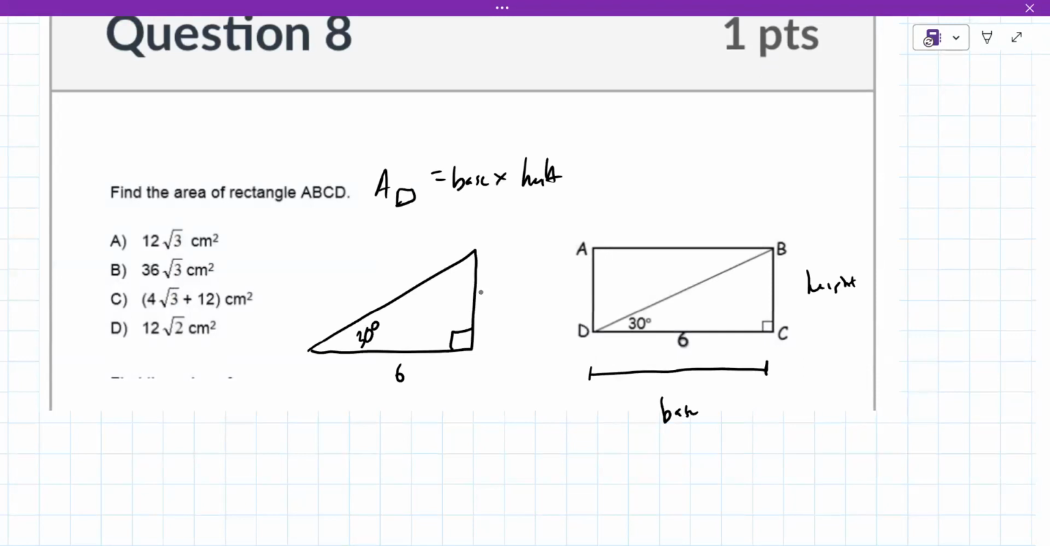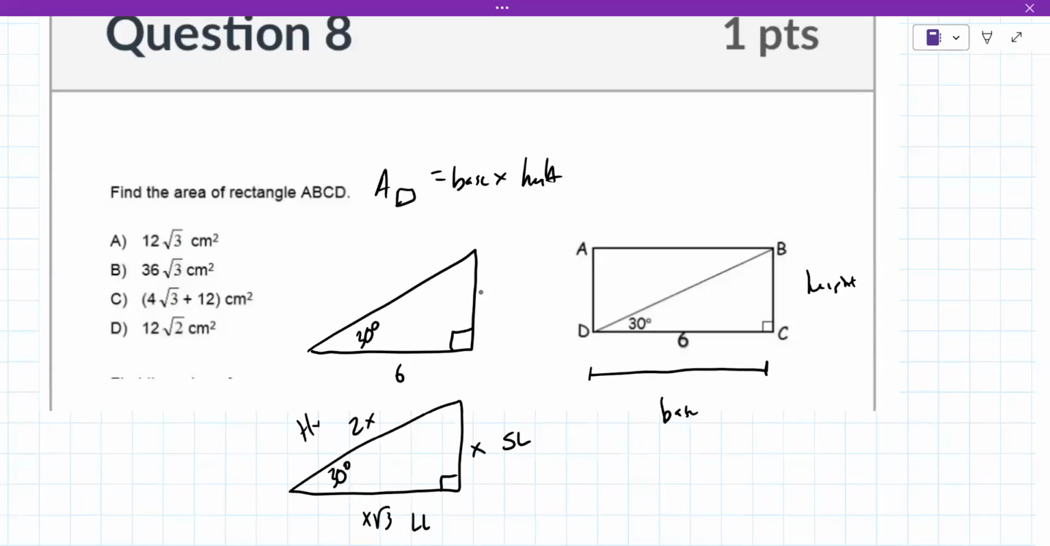So your 30, 60, 90. Yes. And for this problem, remember the 30 degrees is across from the short leg. X root 3 is the long leg, and 2x is the hypotenuse. So you're given the long leg, and you want to solve for the short leg. So I do 6 divided by square root of 3.